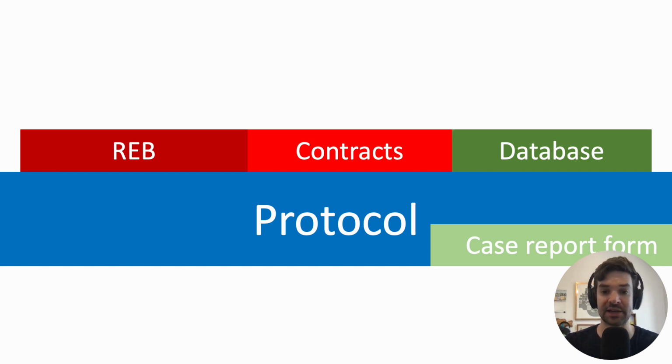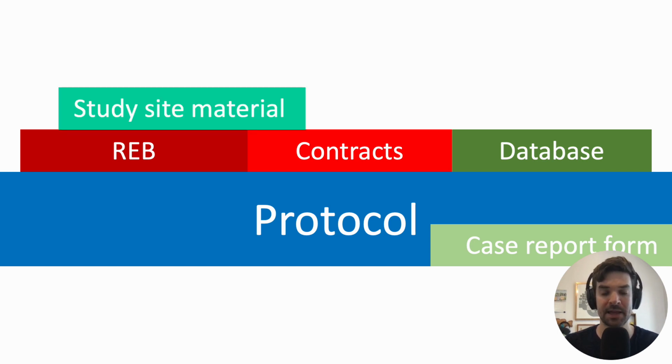So all of the data that you're capturing from the case report form needs to be stored somewhere, and it gets stored in an electronic database. After you have these pieces in place, you're going to have your study site material. So for each individual site, you're going to have a collection of documents that's going to explain to them how the study works, as well as information that you're going to need from them.